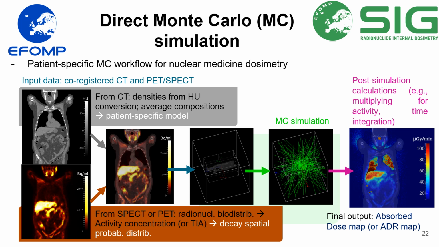Here we see an overview of a nuclear medicine Monte Carlo dosimetry workflow. We start from a CT scan to set the voxel-level patient-specific geometry and composition through Hounsfield units conversion. A SPECT or PET scan is the input to set the spatial probability distribution of radioactive decays within the body. The emitted particles are generated and their interactions simulated, scoring the energy depositions at voxel level. And after some post-simulation calculations, we have our absorbed dose map or absorbed dose rate map.